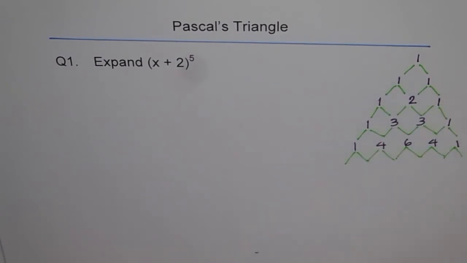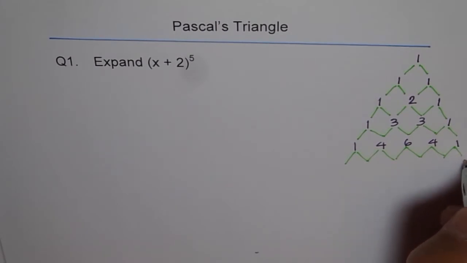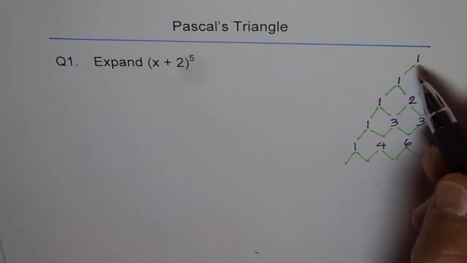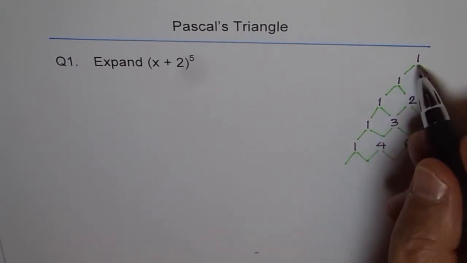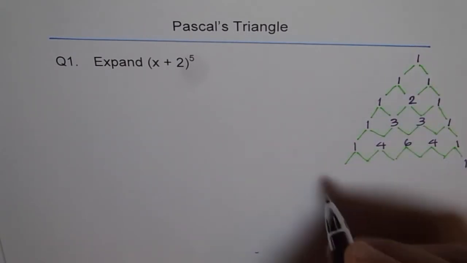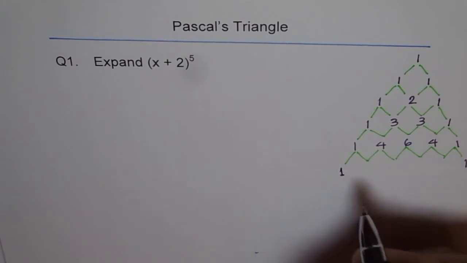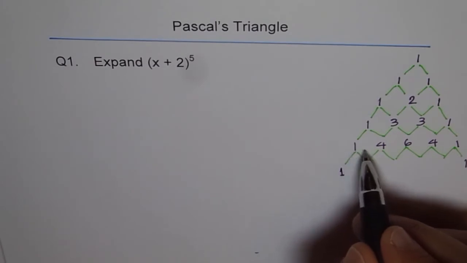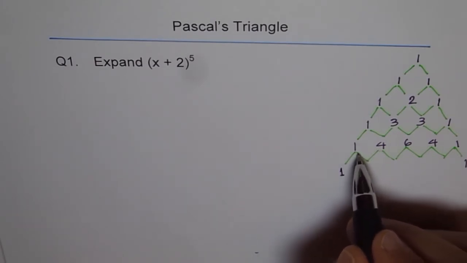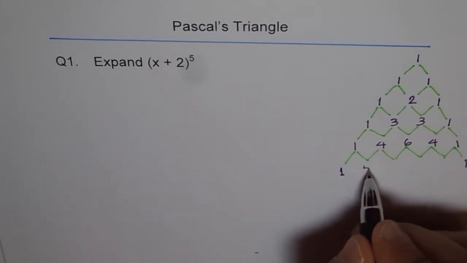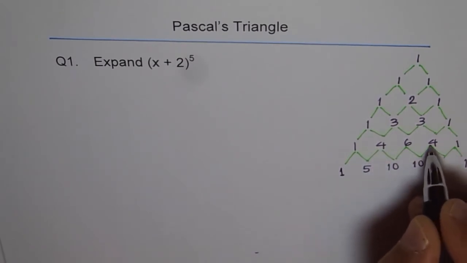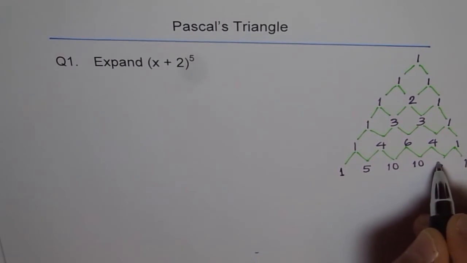So on the sides we have 1s always, correct? Because if you go like this, there's only one way of going, left side or the right side, right? So this is actually my left and this is my right. Okay, now here this is 1. When you combine the consecutive terms before this, we see 1 plus 4 is 5, and 4 plus 6 is 10, 6 plus 4 is 10, and 4 plus 1 is 5.